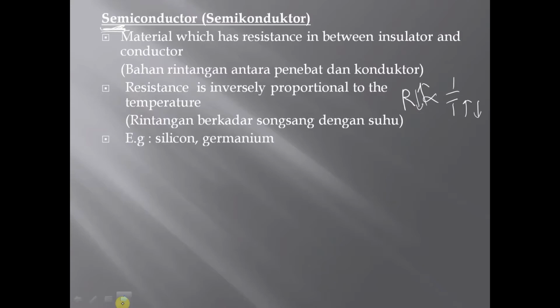Some students DM me, they say, sir, since carbon is a conductor, why don't we make it as a wire? Why don't we use it as an example of wire? We can't. Because carbon, right, is brittle.